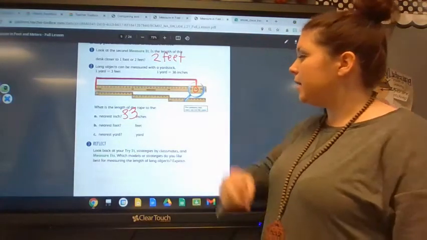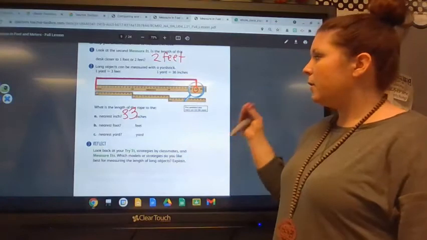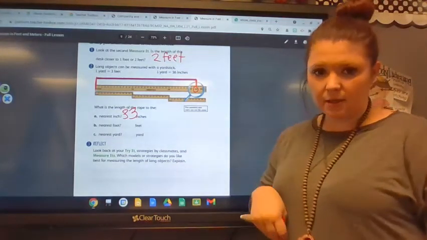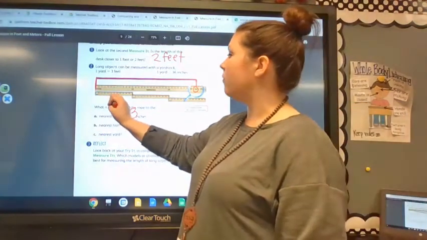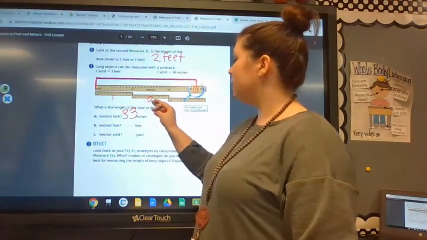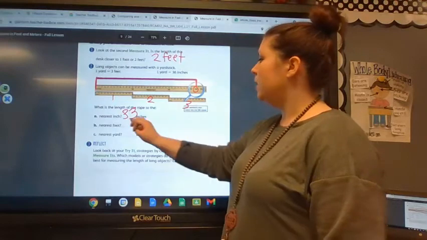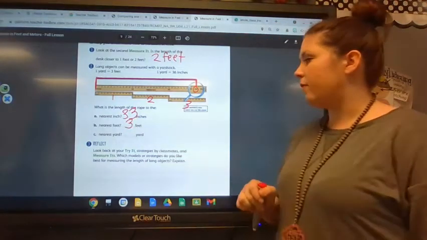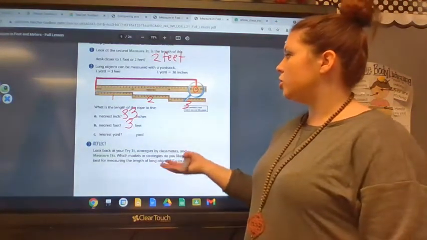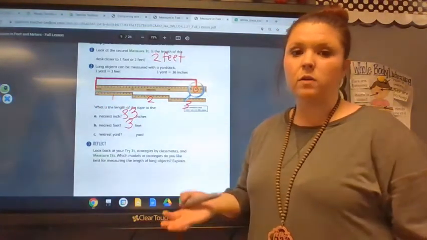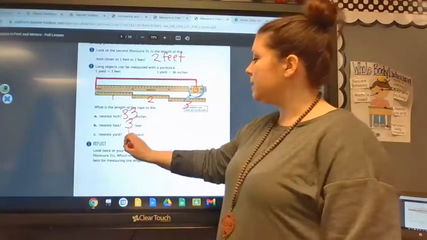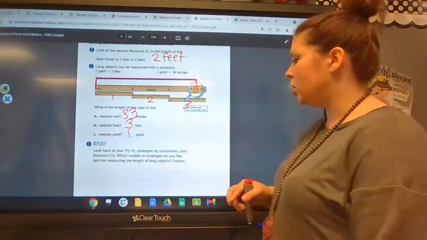Now it wants us to measure this yarn in a foot. So it says to the nearest foot. So how many feet is this piece of yarn? Remember, 12 inches is 1 foot. So we have 1 foot, 2 feet, and 3 feet. So it is closer to 3 feet. And then to the nearest yard, remember, 36 inches or 3 feet is 1 yard. So this piece of rope is about 1 yard.